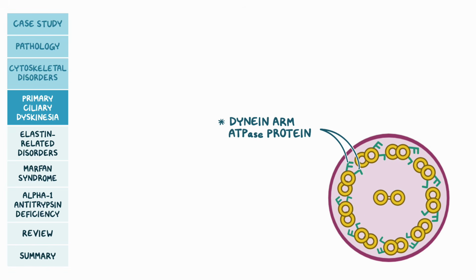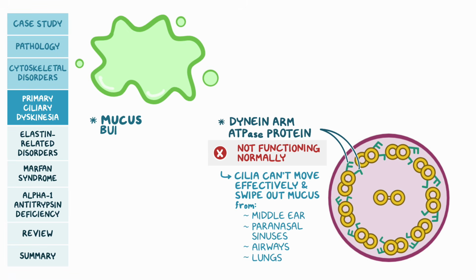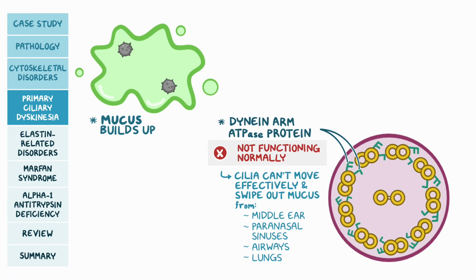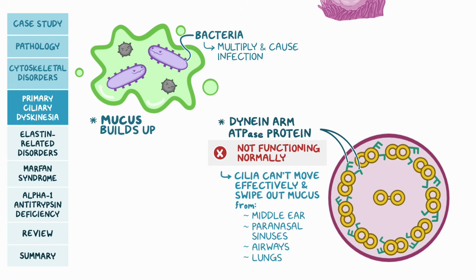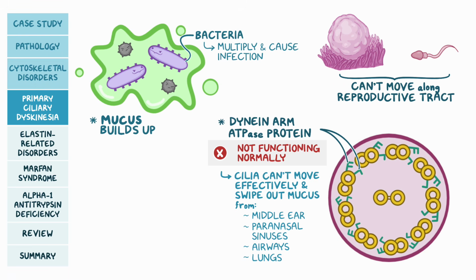Now, when the dynein arm ATPase is not functioning normally, cilia won't be able to move effectively and swipe out mucus from the middle ear, paranasal sinuses, airways, and lungs. As a consequence, mucus builds up and traps foreign particles like dust and pathogens, especially bacteria, which start to multiply and cause infection. At the same time, fertilized ovum or sperm cells won't be able to move along the reproductive tract.